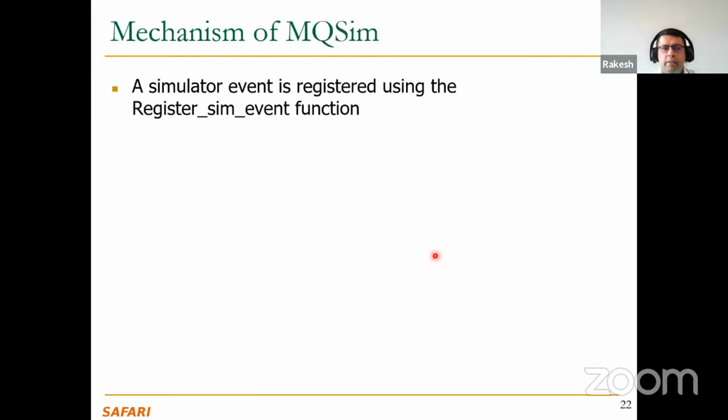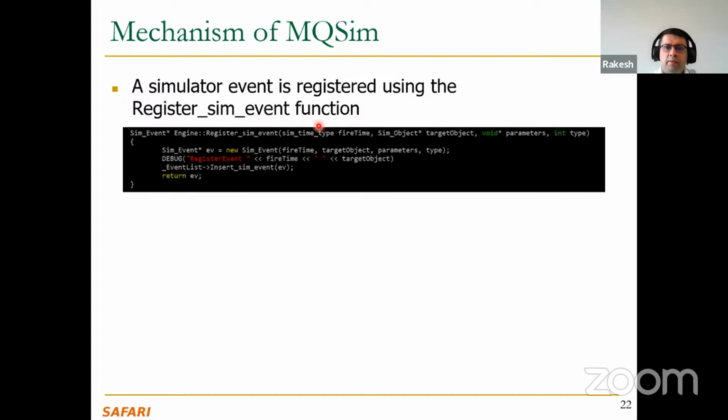So how do we register an event in MQSim? There is a function provided by the simulator, called register sim event, which takes the following input: the fire time, the target object, and the parameters and the type. Here, if we see, it creates a new simulator event and then adds the simulator event to the event list. This event list is an alias for the RB tree that we discussed just now. So this is the register sim event, which has to be used for registering an event.